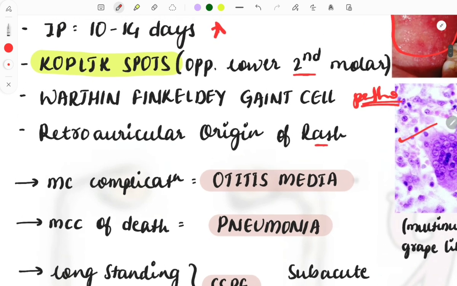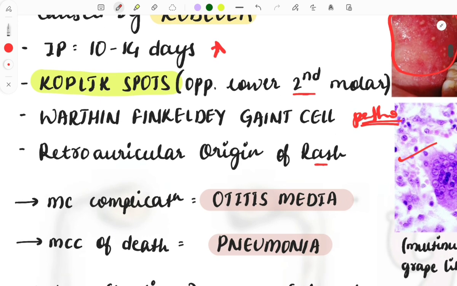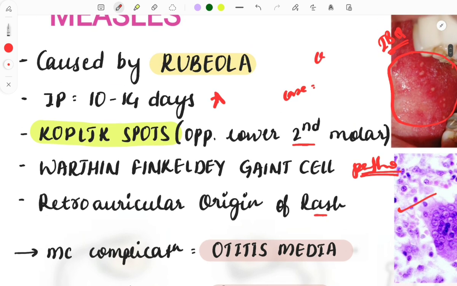See, if at all a simple one-liner is asked, then you will easily be able to solve it. But if they want to describe a clinical case of measles, then they'll be describing things like cough, coryza, and conjunctivitis. So the 3Cs, and then the rash, then Koplik spots, and all these things will be described in the question, and they will ask you what is the diagnosis. So it will be measles.